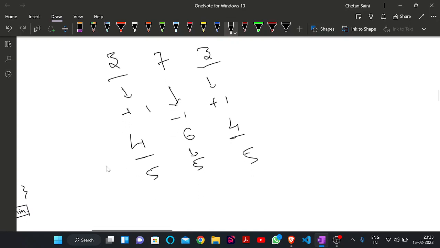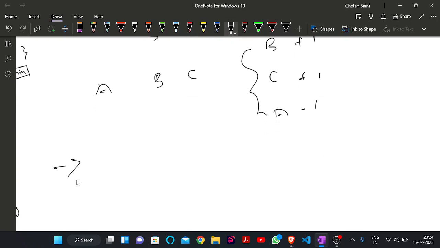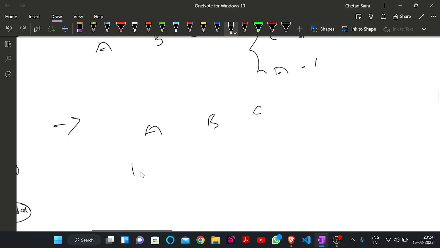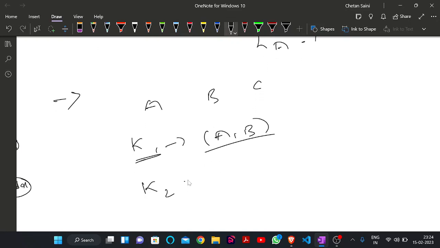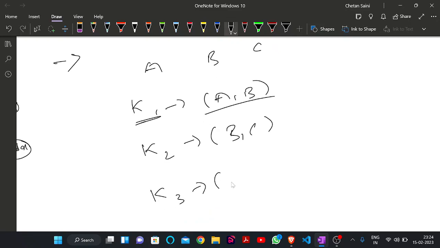So what we will do? We will select two numbers among A, B, C. Like we will select B and C, plus 1 this, plus 1 this, minus 1 this. So what can we do? Just think that K1 times we select A and B, K2 times we select B and C, and K3 times we select A and C. Maybe some of these can be 0.